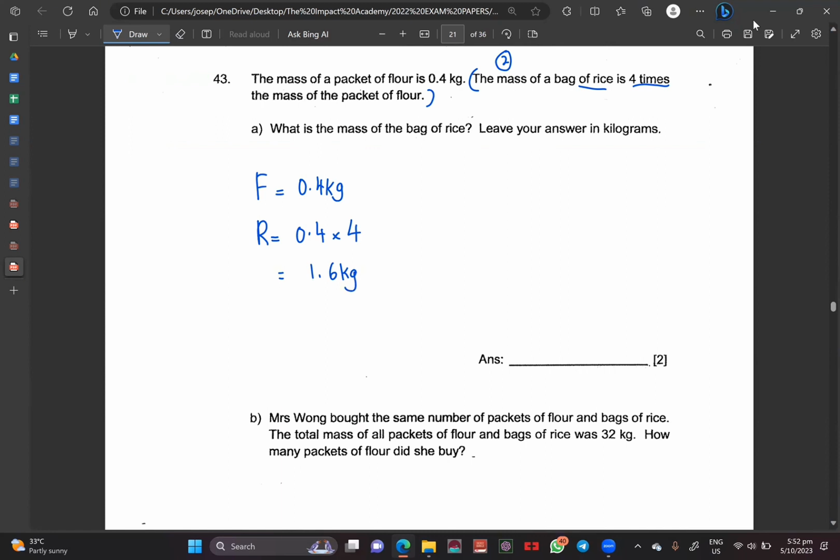All right, so over here, question says, can you find for me the mass of the bag of rice? If you answer in kilograms, we put 1.6 kg. Can you understand this? Yes. Okay, perfect. Now, once this is done, what I want to do is I want to go on to the next one.